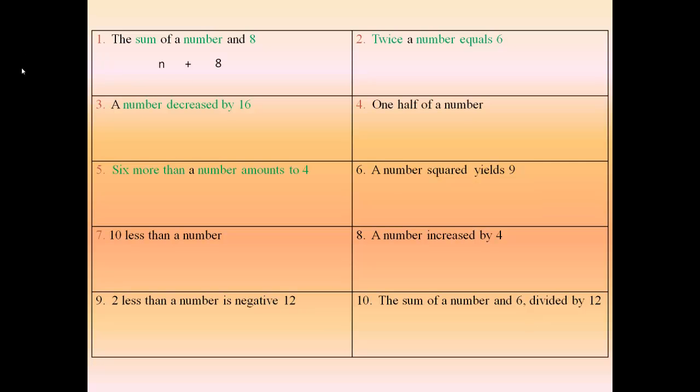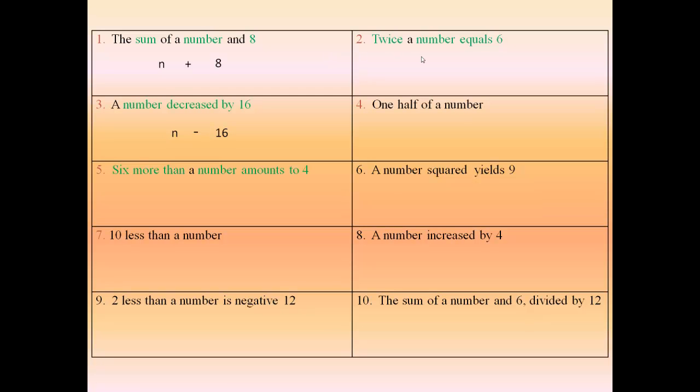Let's go down and do number 3. Pause the video, do number 3 on your own, and then press play. Make sure you're highlighting important words. We have a number, n, decreased by 16. So that's n minus 16. Okay, let's go to number 2.